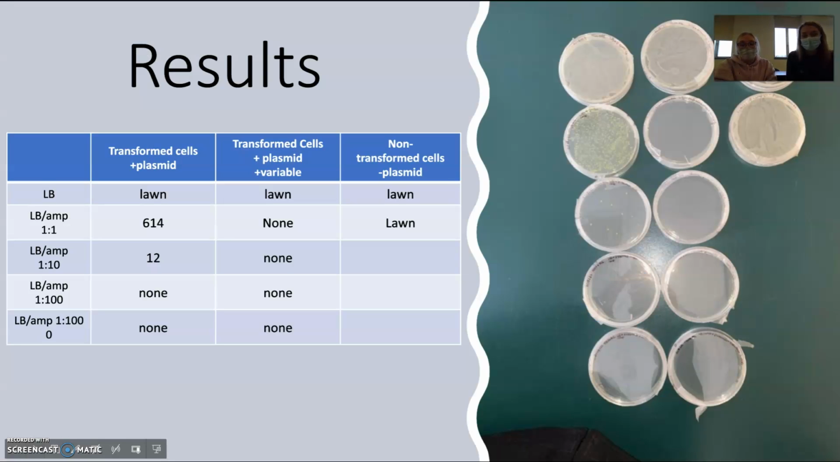So here are our results. As seen on this table, for the transformed cells and plasmid with LB, we saw a lawn, and then going down this column, in the 1-to-1 dilution, 614 colonies, and then going down, 12, and then we didn't see any at all in the last two plates. With the plasmid and the variable, we saw a lawn in the first plate, and then no growth at all for the rest of them. And for the non-transformed cells without plasmid, we saw lawn growth for both of our plates.